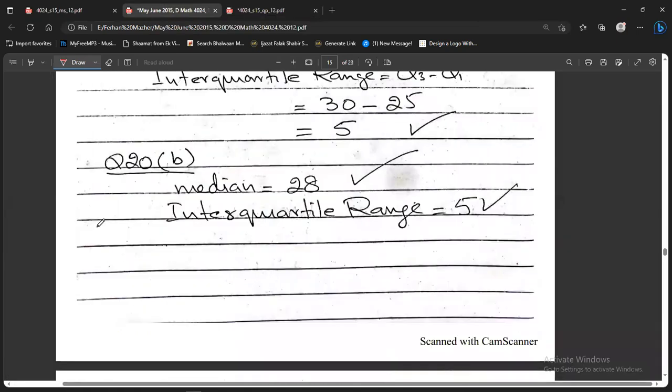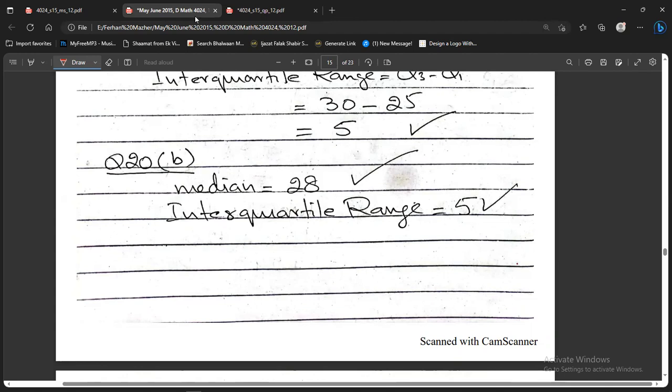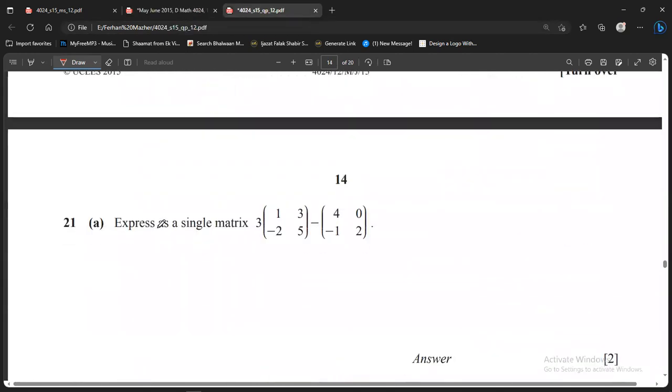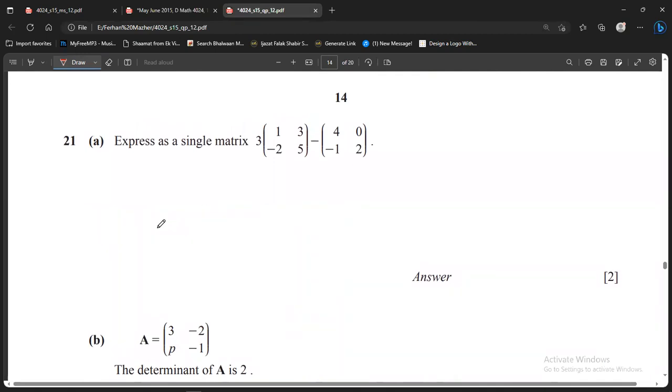But the interquartile range will remain the same, because the interquartile range is the difference of Q3 and Q1. So that difference will not change between the two values. So the median will become 28 and the interquartile range will remain 5. Our answer is right. So that was question number 20. So we have question number 21 on your screen.